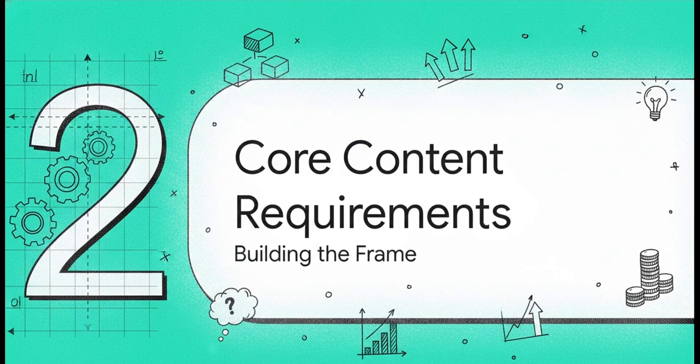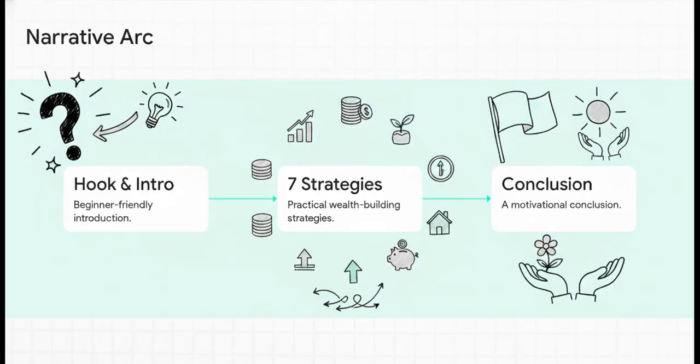Moving right along to Section 2, Core Content Requirements. Building the frame. Now, what's really interesting here is seeing exactly what educational value has to be packed into that 1,500-word frame. The source outlines a strict narrative arc. First, grab them immediately with a beginner-friendly hook and introduction. Then, deliver exactly 7 practical wealth-building strategies. That's the real meat of the content. Finally, send them off with a motivational conclusion. It's a highly structured framework. You promise value up front, you deliver it in a super organized list, and you end on a high note.